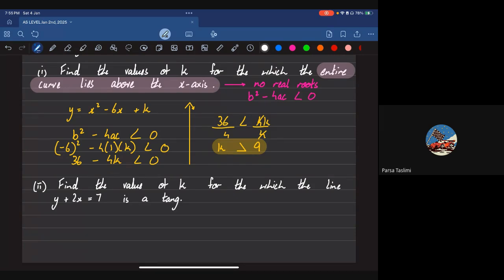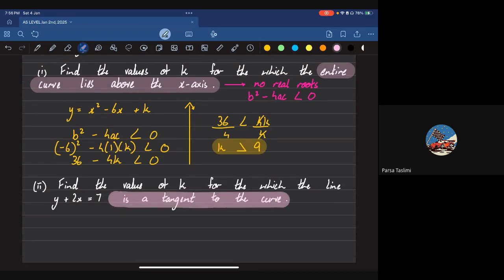Now, this time around, they've switched things up. Instead of giving you instructions to calculate the discriminant using the intersection between the curve and the x-axis, now they've given you a line as well. And what are they saying? Find the value of k for which the line y plus 2x is equal to 7 is a tangent to the curve.